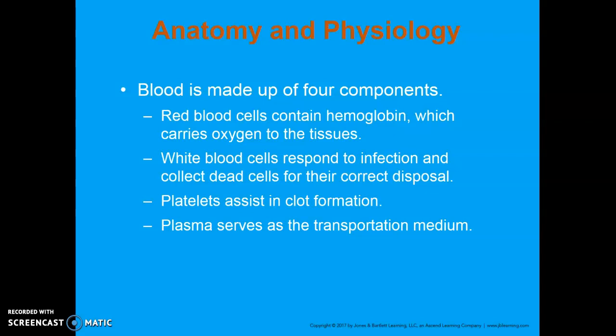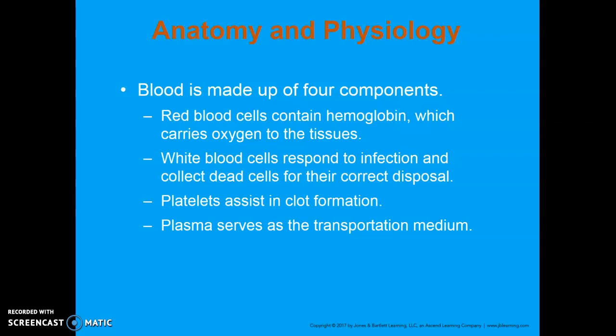Remember, that's that balance within the body. Blood transports oxygen and carbon dioxide into and out of tissues. Those red blood cells, or the erythrocytes, contain hemoglobin, which actually binds to oxygen and carries it to the tissues. Your red blood cells make up 42 to 47% of your blood volume overall. White blood cells, or leukocytes, make up 0.1% to 0.2% of a person's total blood volume, and they collect dead cells and provide for correct disposal, and then of course respond to infection.